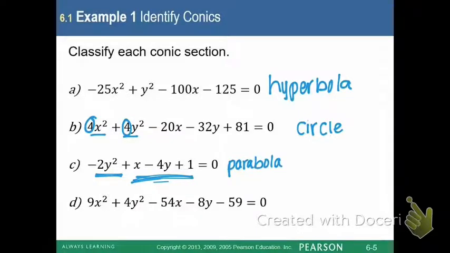And then on the last one, you've got x squared and y squared. The numbers are different, but they are the same sign. They're both positive. So that's an ellipse.